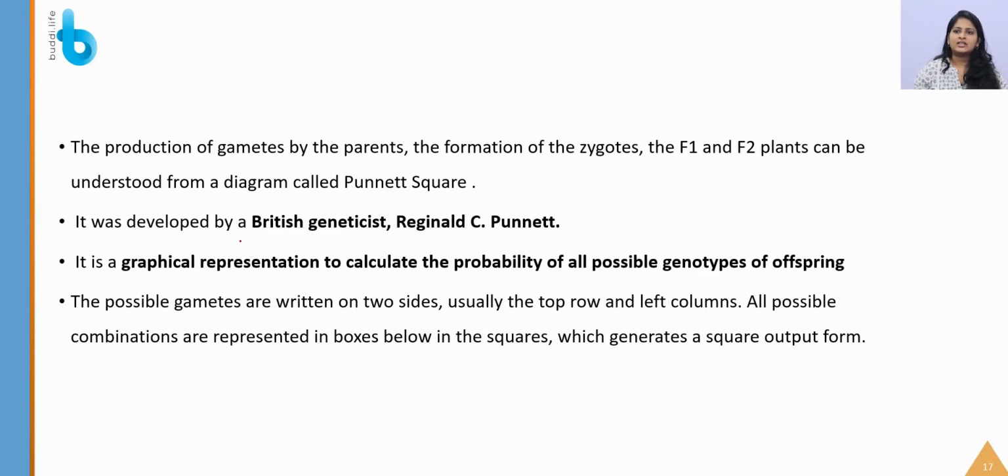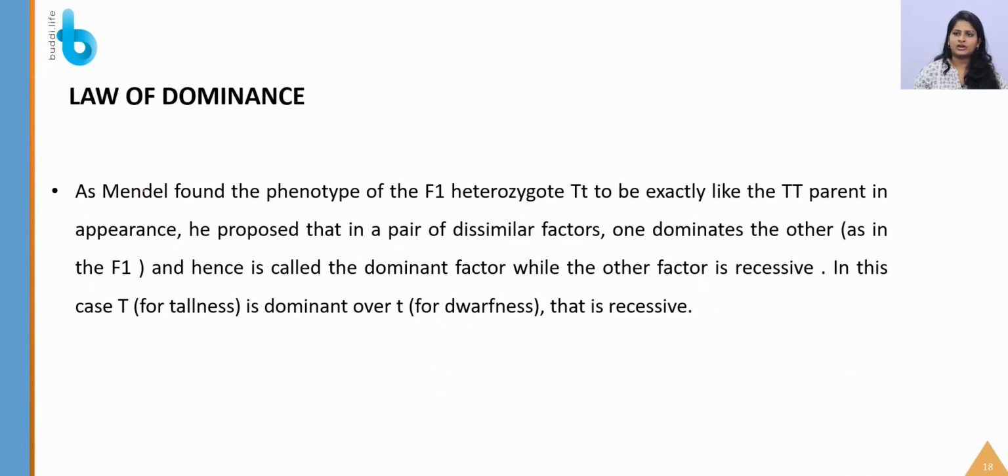So yes, this square is the Punnett square, which was developed by British geneticist Reginald C. Punnett. It is a graphical representation to calculate the probability of all genotypes of the offspring. Again, I will be telling you what the genotype of the offspring is and what exactly a Punnett square is: a graphical representation to calculate the probability of all genotypes. For that only they are using the Punnett square. So now we are going into the law of dominance.